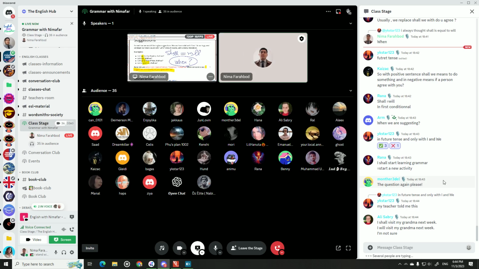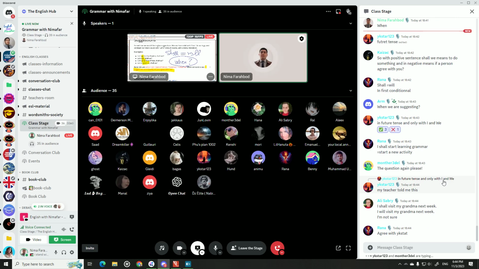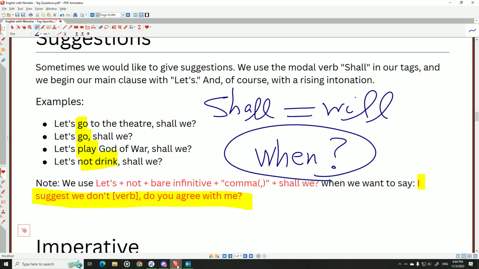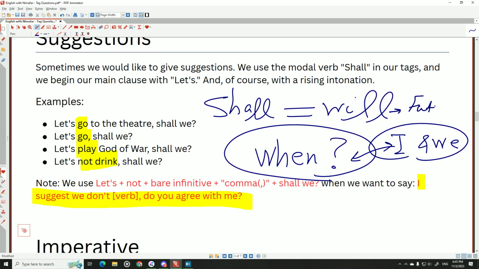This is my question. We're getting closer and closer to the answer. Good. Very good. Actually, when you're talking about I and we, this is the answer. When your subject is I or when your subject is we, you can use it. And because we always use will in the future, we can say we use it in the future tense.